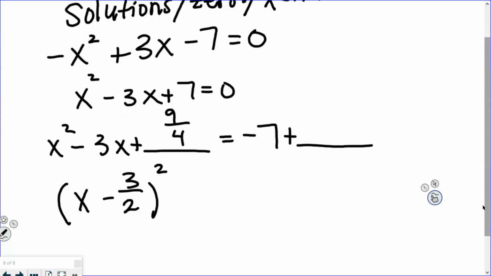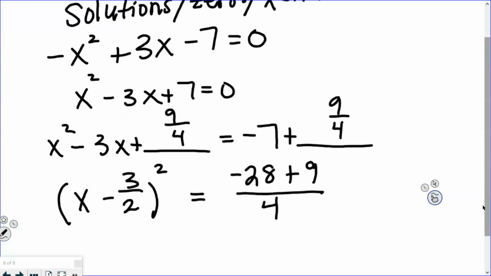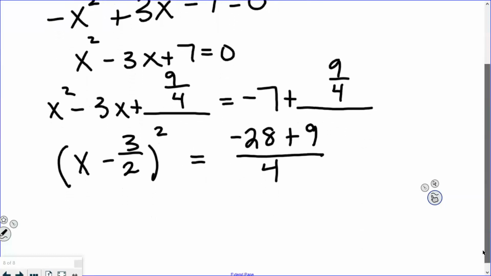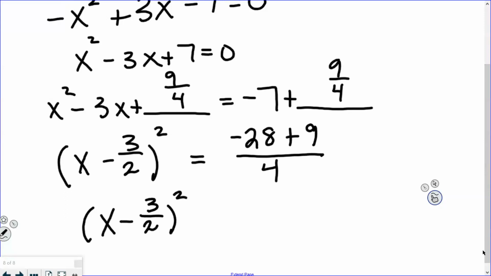And remember, since I did not have an a value that I had to factor out, these are going to be identical numbers. So this is going to be a -28 plus a 9/4. I just rewrote my -7 as fourths. I'm going to go ahead and combine this stuff. Just recopying the left side. Let's see what happens to the right side. Looks like this is going to be a -19/4. Just kidding. It's a -21/4. No, it is a -19/4.